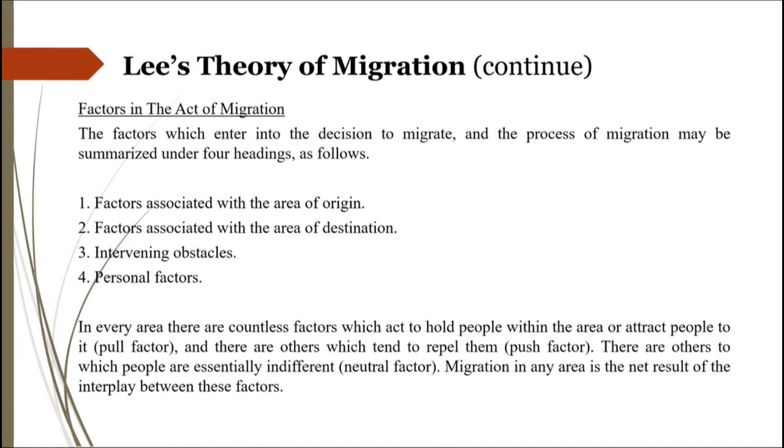Okay, first, factors in the act of migration. The factors that enter the decision to migrate and the process of migration may be summarized under four headings. So what actually caused the migration? Factors associated with the area of origin, right? If you think back to the scenario that we did just now, like you are staying or were born in your hometown in Kampar, Perak, right? You plan to migrate to Singapore. So factors associated with the origin means factors associated with Perak.